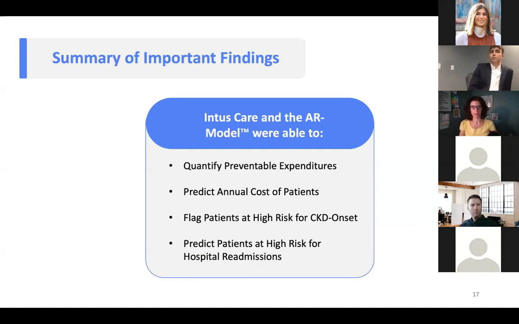So to summarize, coming back to reiterate important findings, our machine learning models proved successful in accurately quantifying preventable expenditures, accurately predicting annual cost of patients, successfully flagging patients at high risk for CKD onset, and then risk grouping those patients accordingly. And finally, predicting patients at high risk for being readmitted to the hospital based on their discharge patient profiles.